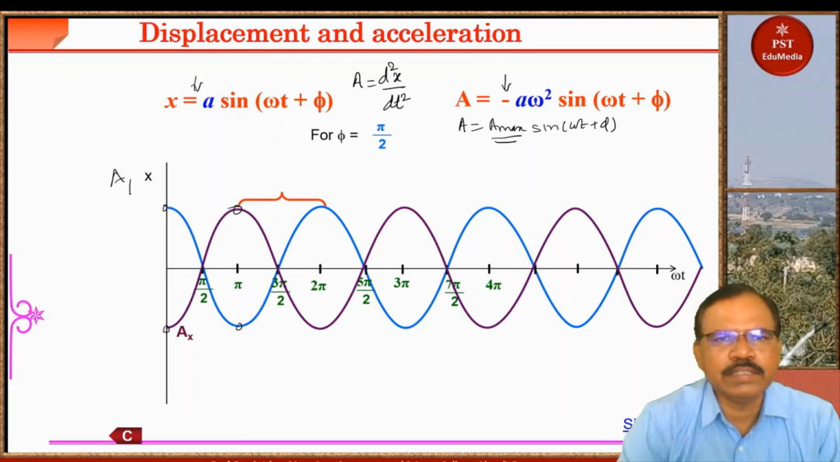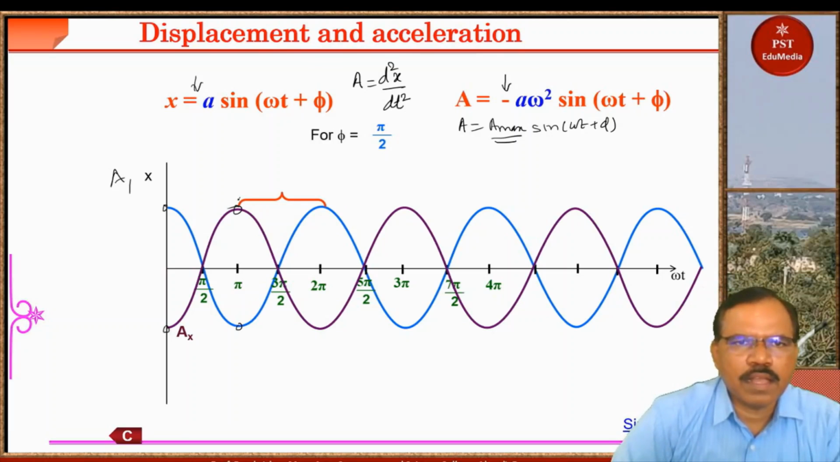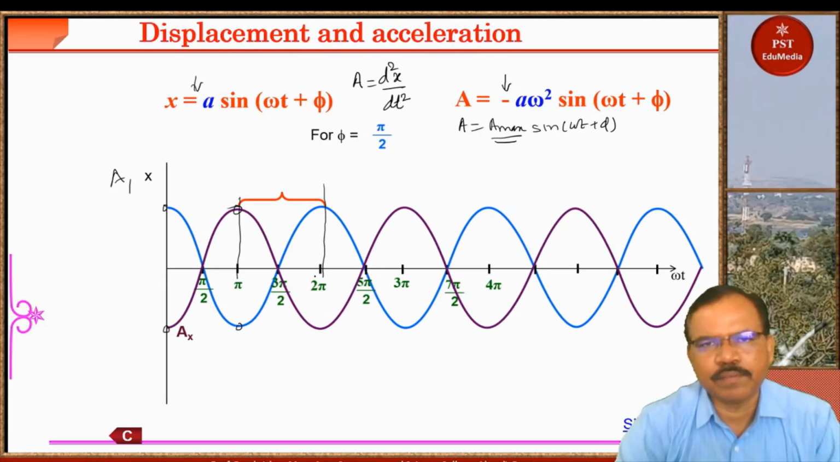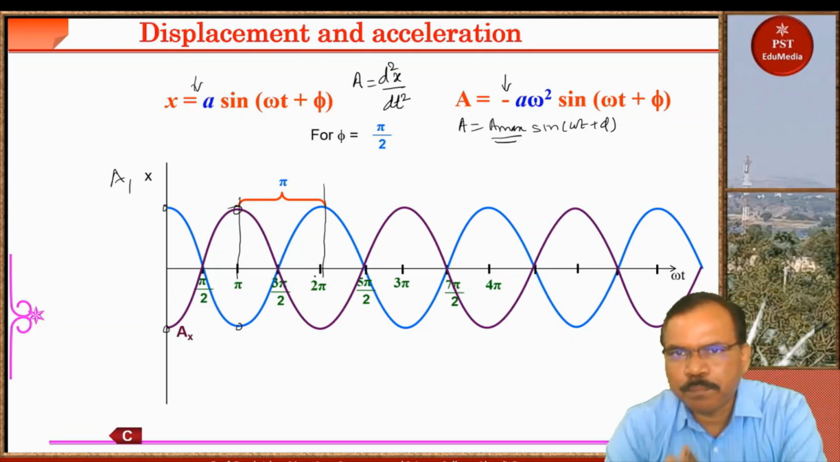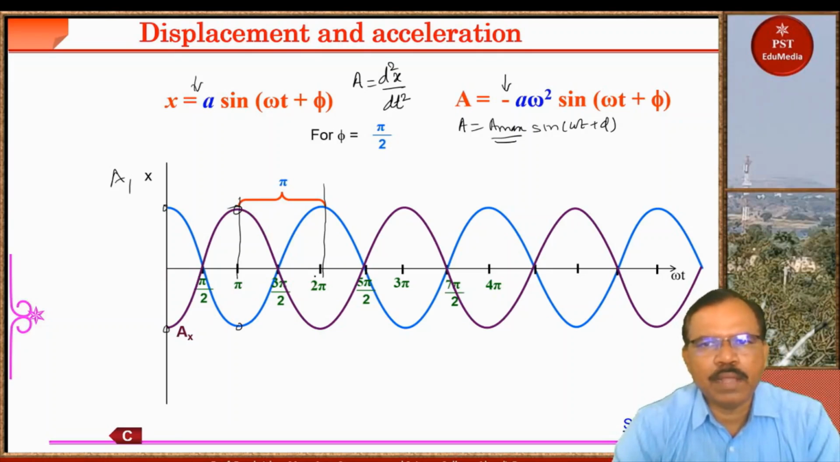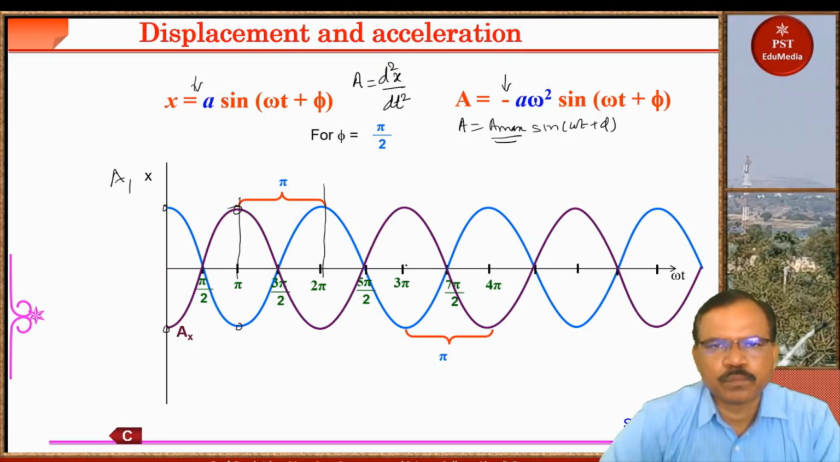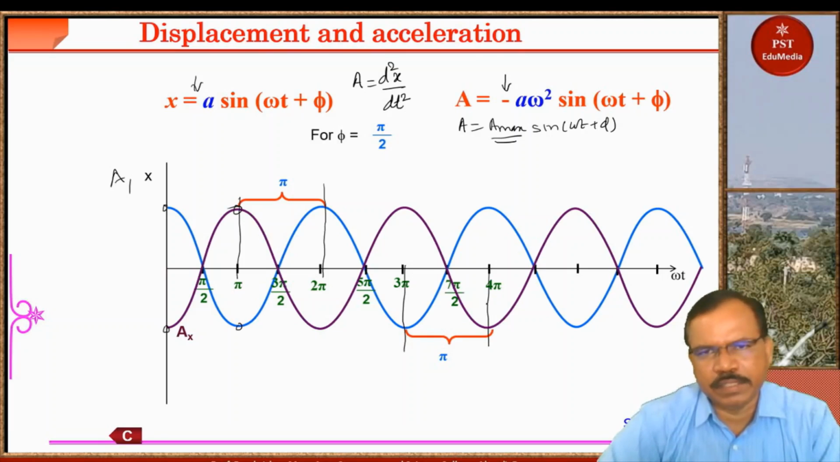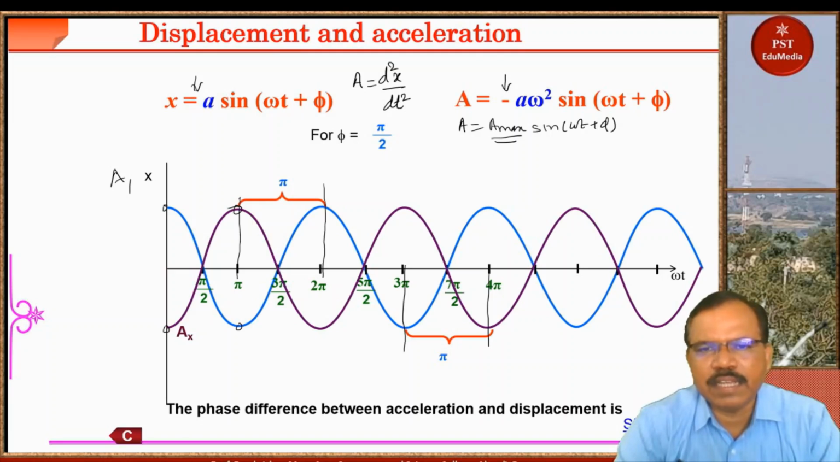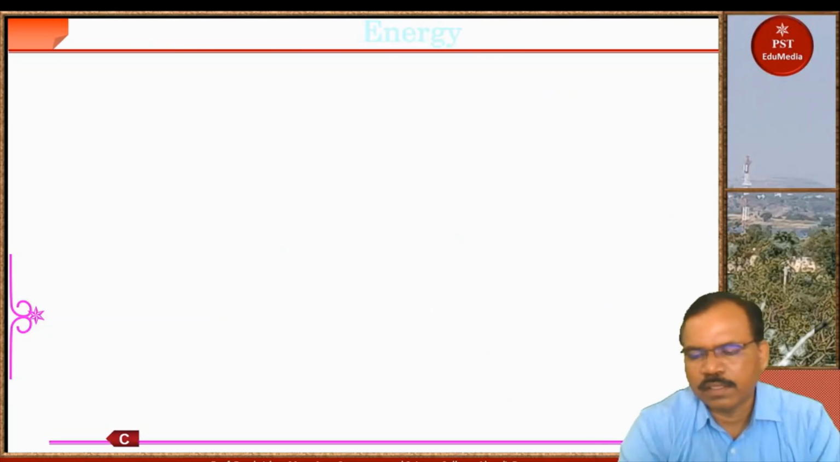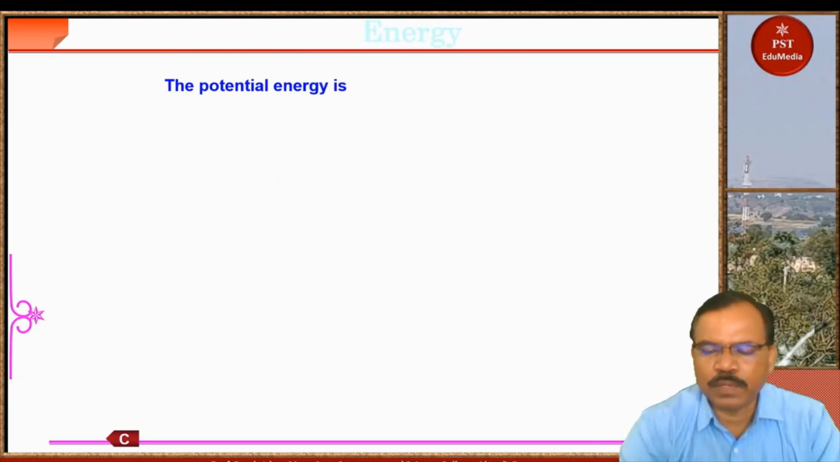And now if we see acceleration peak to displacement peak, the angular difference is pi, so that is also called phase difference. Here also you will get peak to peak, that is pi. The phase difference between acceleration and displacement is pi. Now the potential energy.